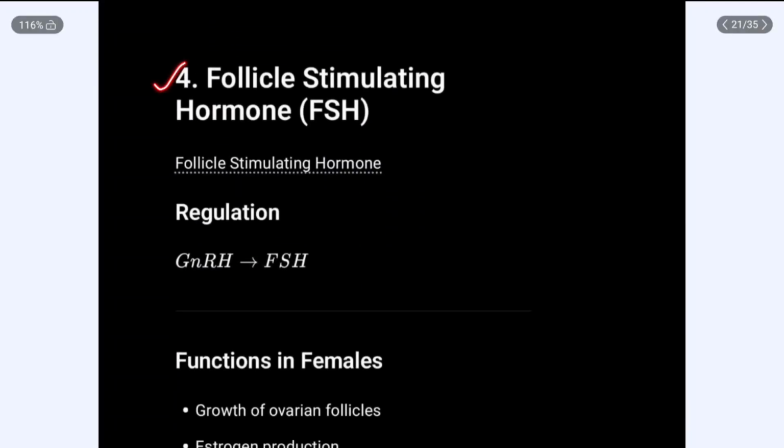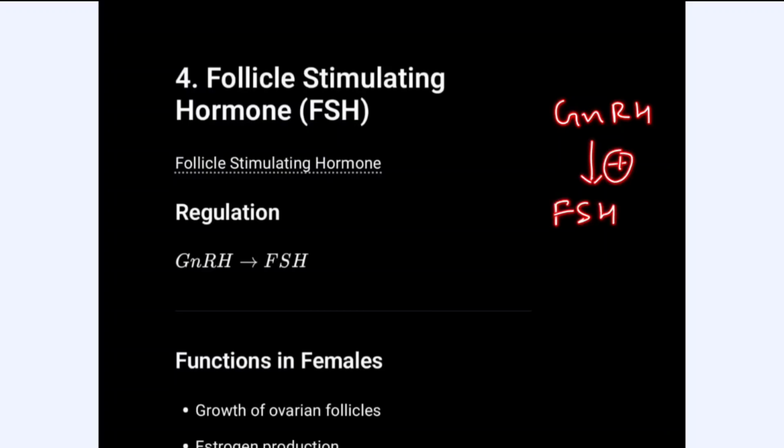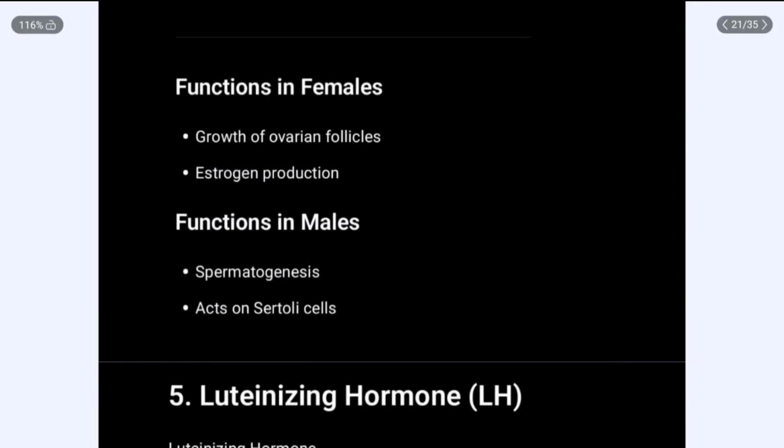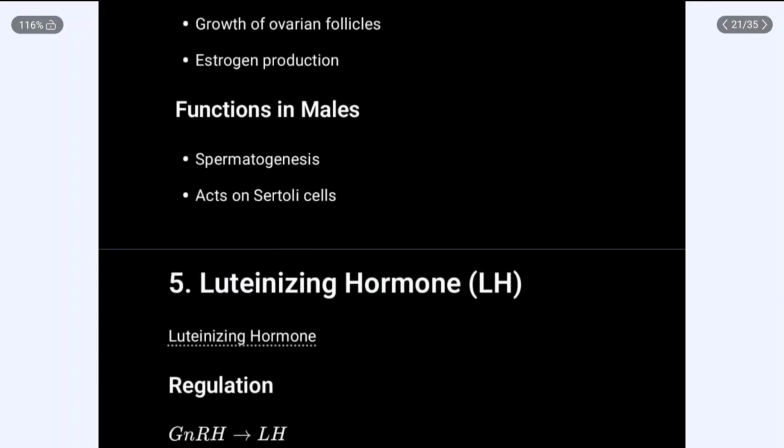The fourth hormone is follicle stimulating hormone. We know gonadotropin releasing hormone stimulates the secretion of FSH. Now its function in females: it helps in growth of ovarian follicles and it also helps in estrogen production. And in males, it helps in spermatogenesis and acts on Sertoli cells.